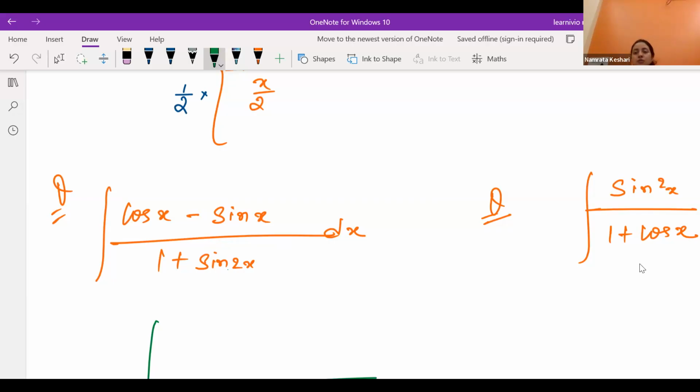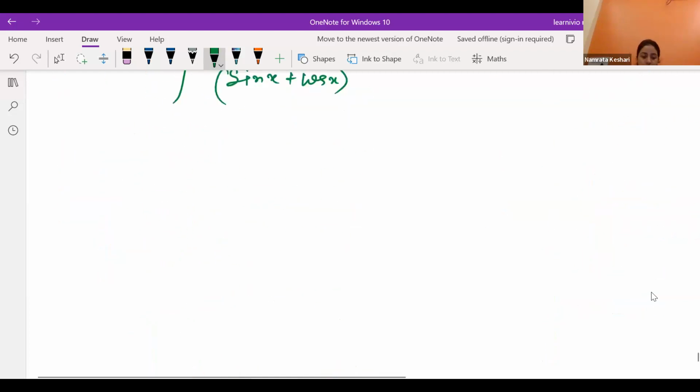Yes, what to do in the next one, Annapurna? Sine square x is 1 minus cos square x. Then this is an identity: 1 minus cos x into 1 plus cos x. Exactly. Okay, so let's continue.